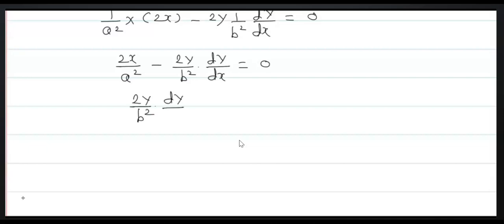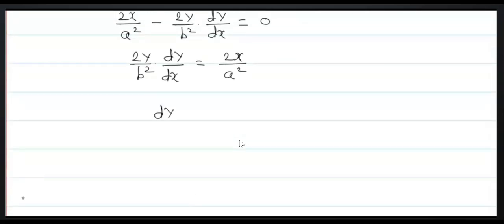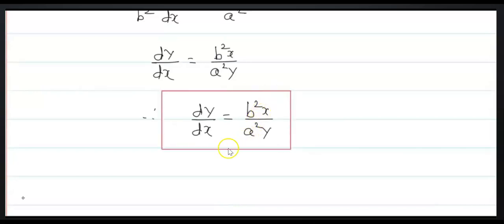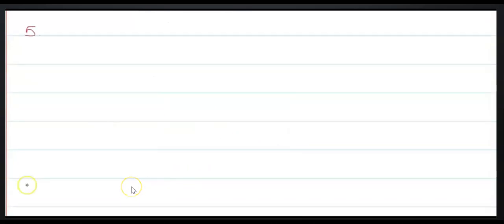Therefore 2y upon b square into dy by dx is equals to 2x upon a square. Therefore dy by dx is equals to b square x upon a square y. And this is what we wanted to prove: dy by dx is equals to b square x upon a square y. This is in the textbook, you can see this also.